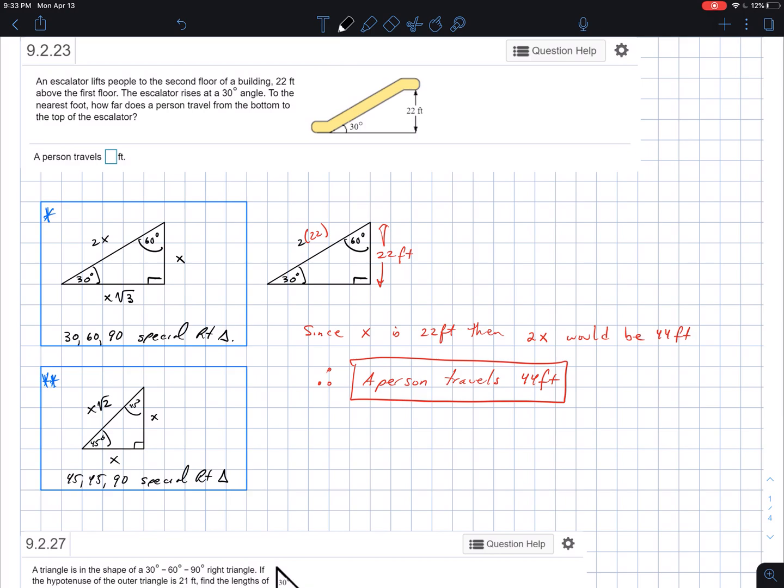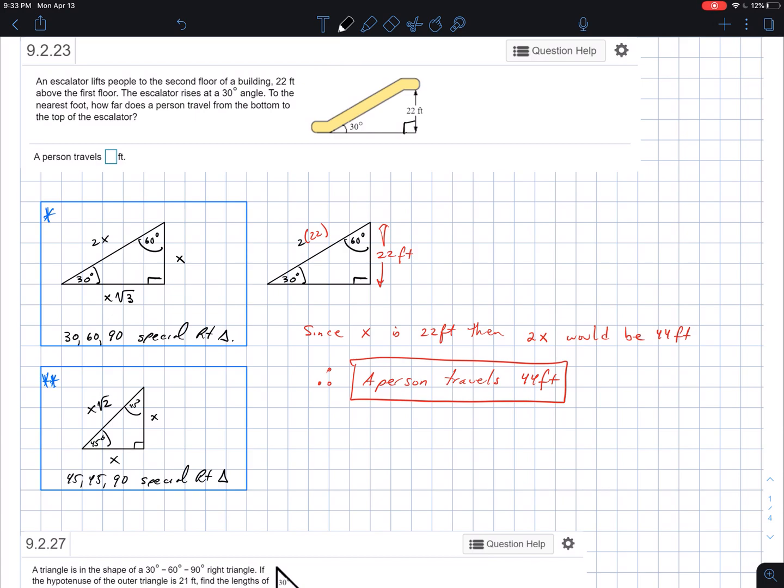So the first problem is: an escalator lifts people to the second floor of a building, 22 feet above the first floor. The escalator rises at a 30-degree angle. To the nearest foot, how far does a person travel from the bottom to the top of the escalator? You'll notice that we have a 30-60-90 here, right? Because this we can assume is 90.